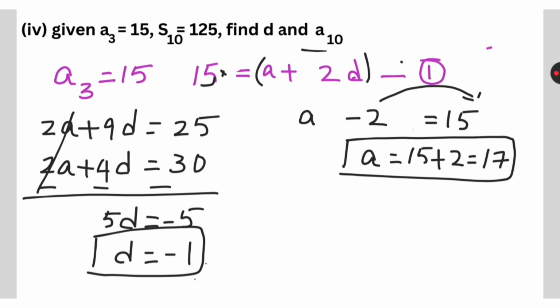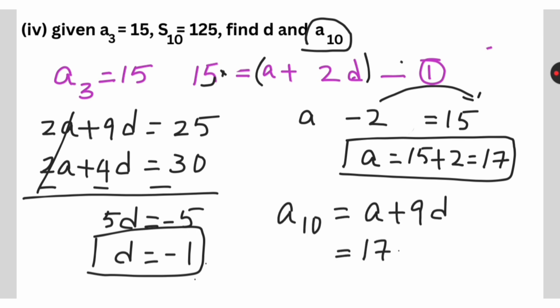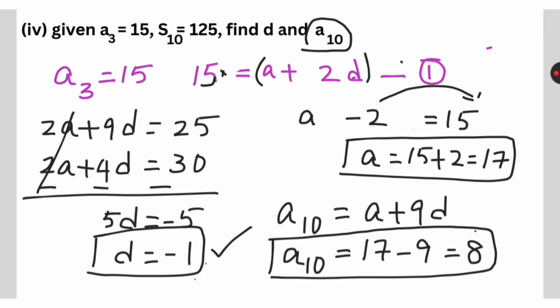Still we need to find a10. It's nothing but a plus 9d, isn't it? So we know the first term which is 17, plus 9 times the common difference which is minus 1. So 9 times minus 1 which is minus 9. So 17 minus 9 which gives 8. So finally the common difference is minus 1, and the 10th term is 8.